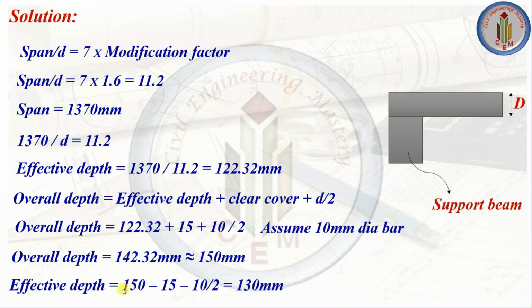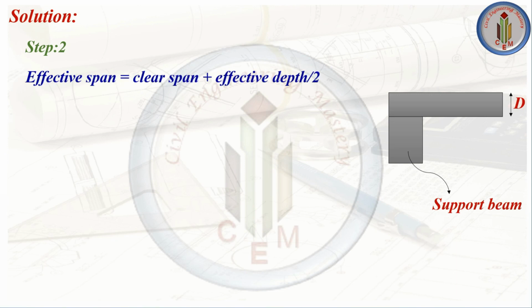Since we have rounded off the overall depth, we need to find the effective depth again. Effective depth is equal to 150 overall depth minus clear cover minus dia by 2. So we get 130 mm as the effective depth. The next step, let's find the effective span. In the part 1 video I have already explained the effective span, effective depth and other design criteria for slab, especially cantilever slab. If you haven't watched that video, please do watch it. The link is given in the description box.